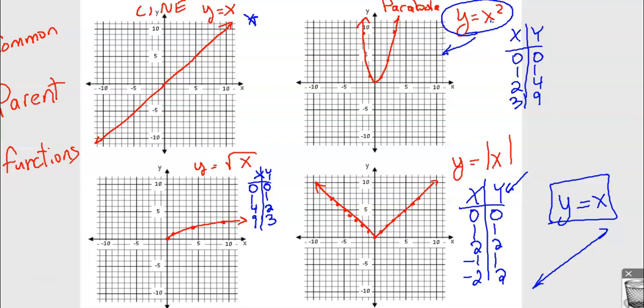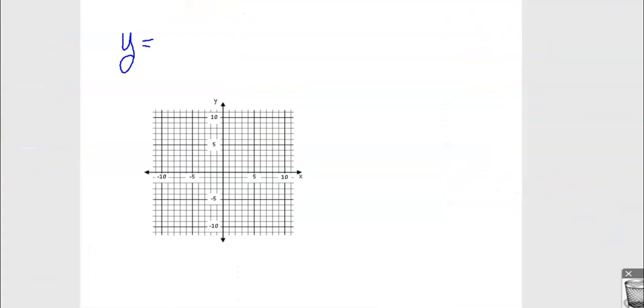All right, so as long as you know the parent functions, what we're going to do is start shifting it and doing certain things to it. So let's look at our first one. What if I had x squared plus 4? Well, remember what x squared looks like. X squared looks like this. That's what x squared looks like.